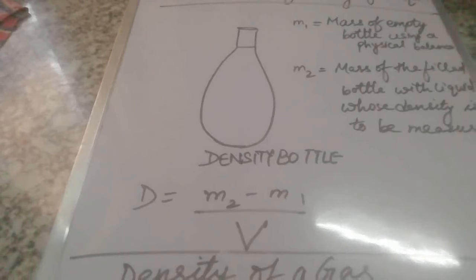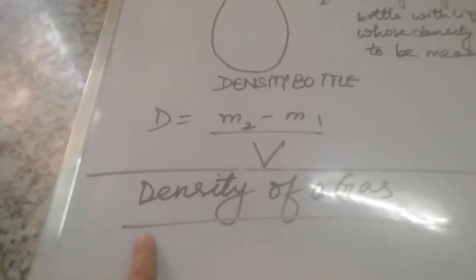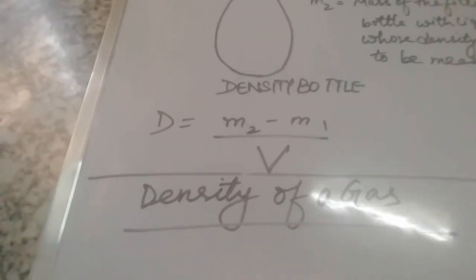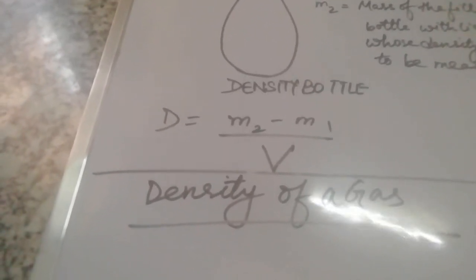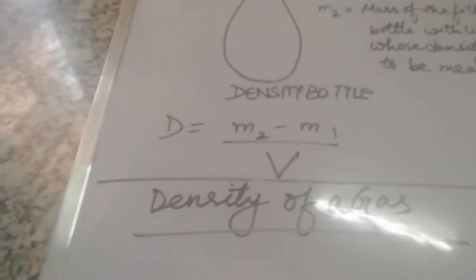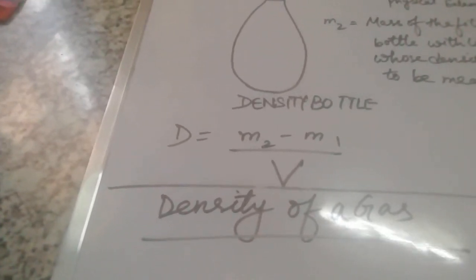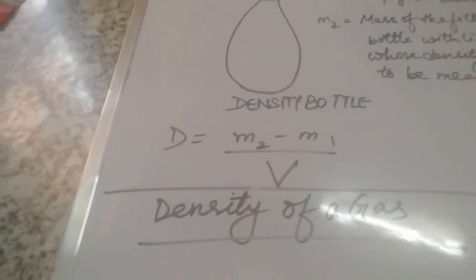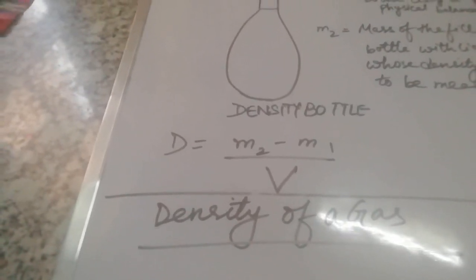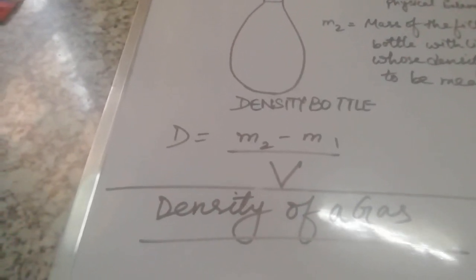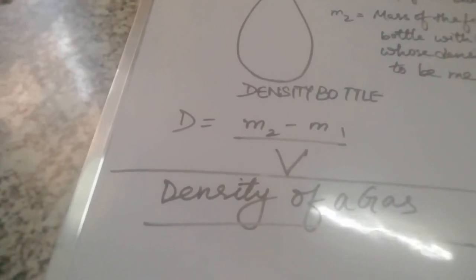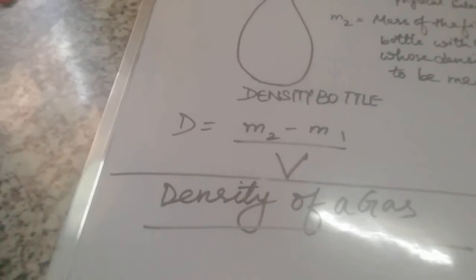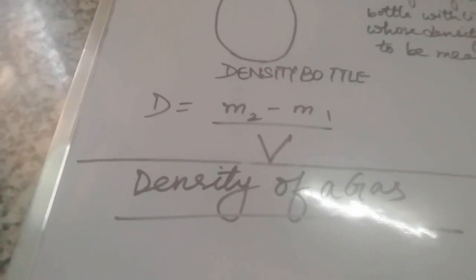Okay, children. Now in the same way we can find out the density of a gas also. First of all, to calculate the density of a gas, we have to take a flask whose volume is known, say V centimeter cube. Now find its mass. Let the empty flask mass be M1. After that, since that flask has some air in it, we will remove the air by using a vacuum pump. Now fill in the gas. In that flask we will fill the gas whose density is to be measured.